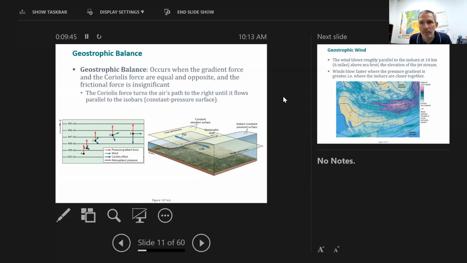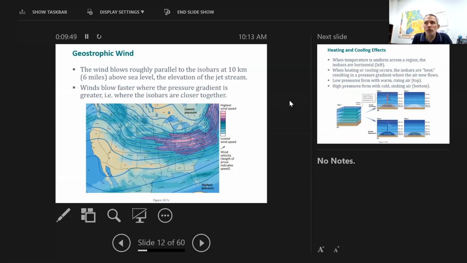And so when we start looking at these geostrophic winds, or upper air wind flow, about 6 miles above sea level, the air is constantly moving parallel to the isobars. And so when the isobars are closer together, the wind is going to be sped up.